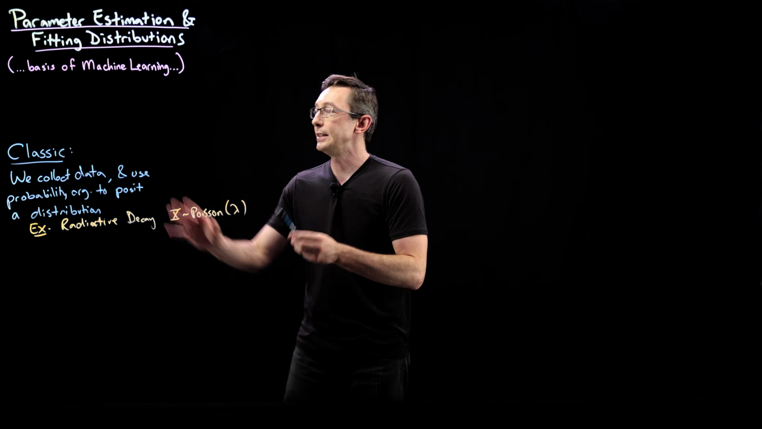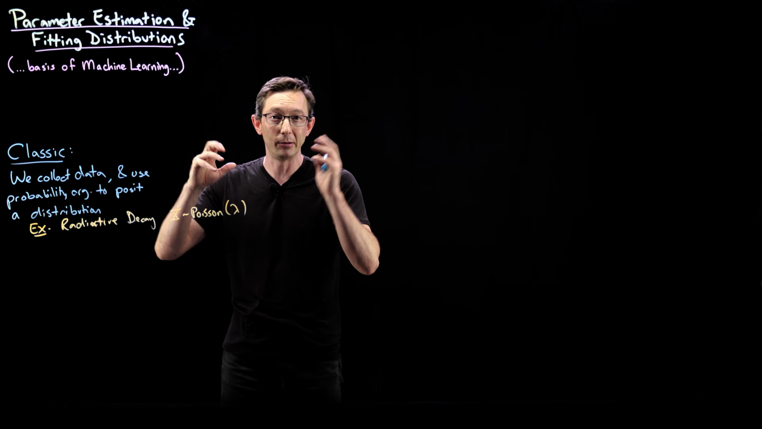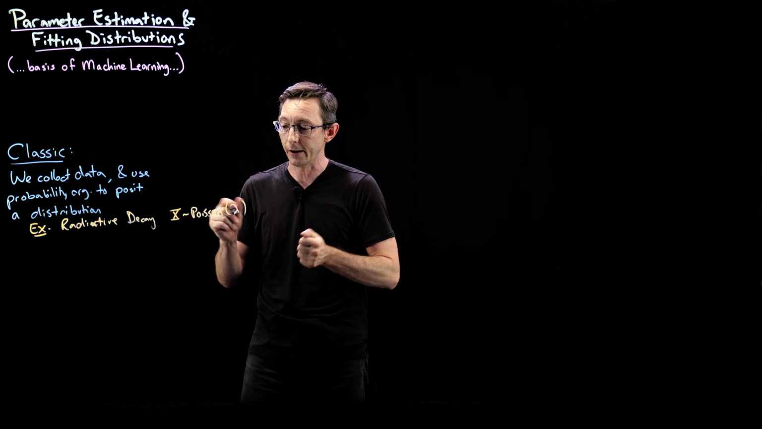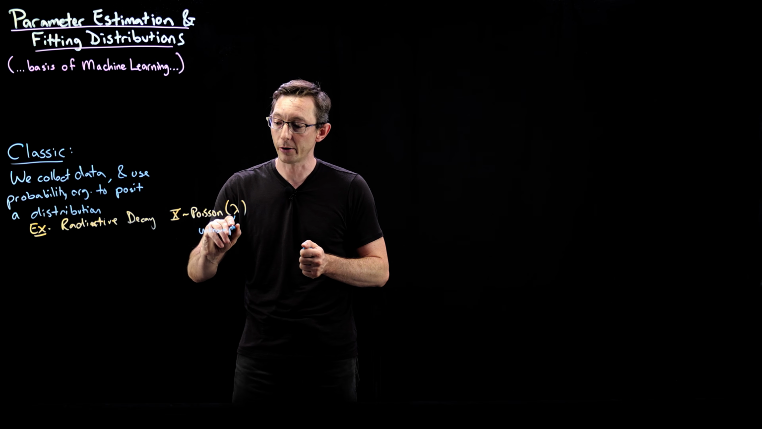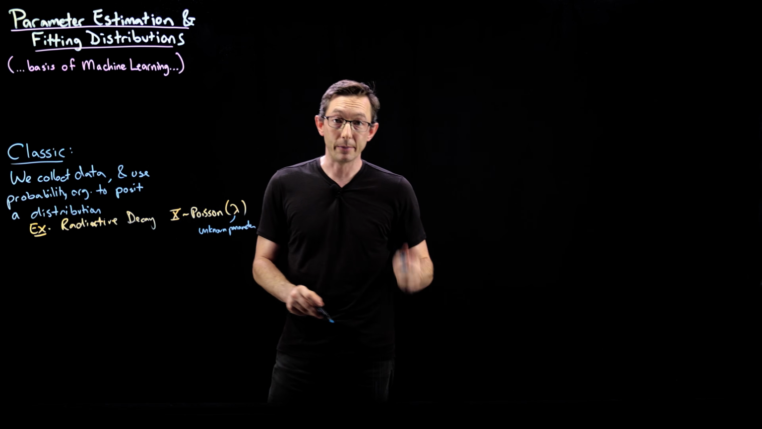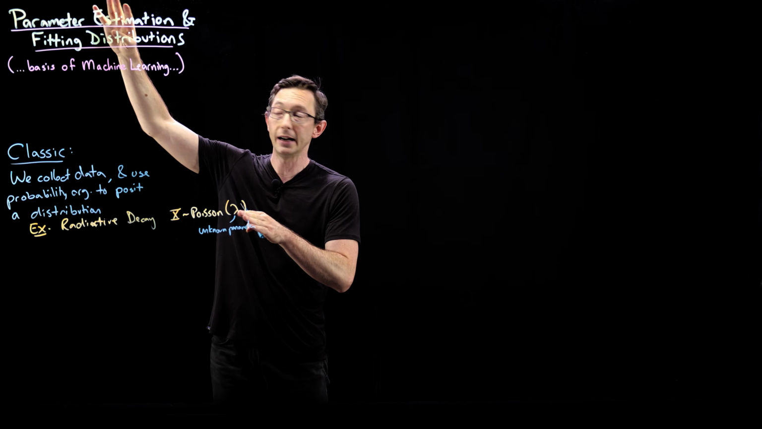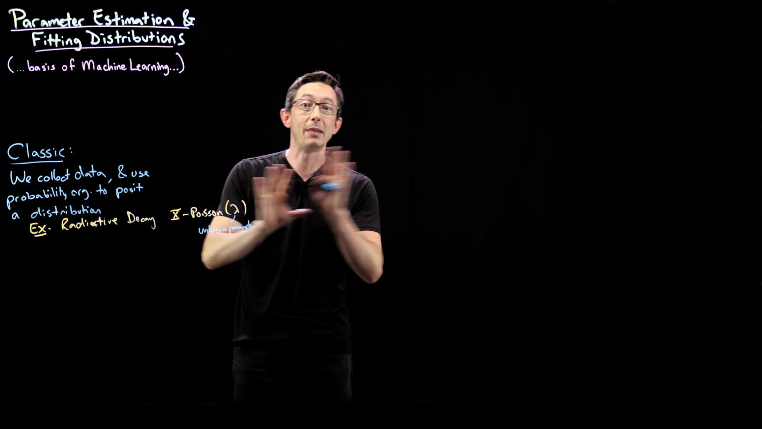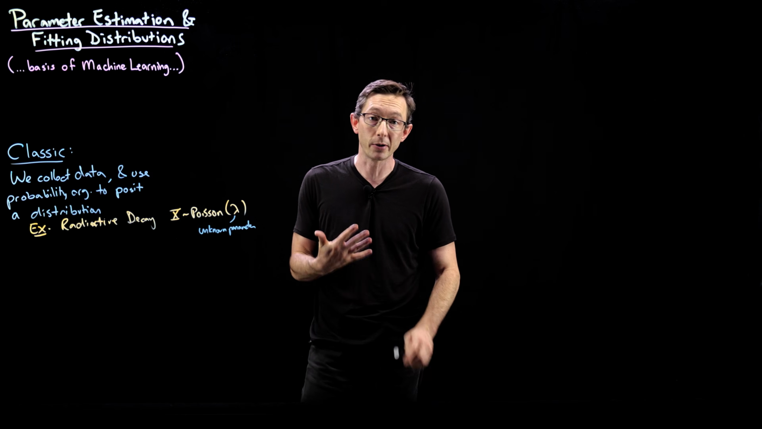And so the idea here is we have a physical or probabilistic argument that our data should be Poisson, and there is an unknown parameter that we are going to fit using observed data. So that's what we mean by parameter estimation. We're going to estimate this parameter from data, and we're going to fit the distribution that best fits that data. This is the classical approach, and it's still super useful today.